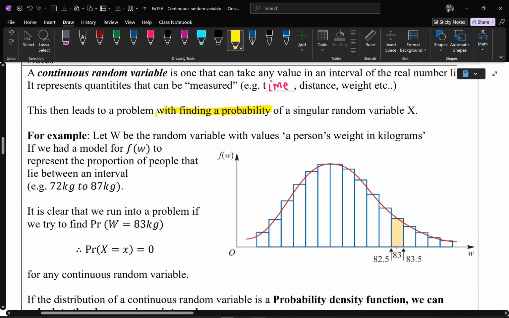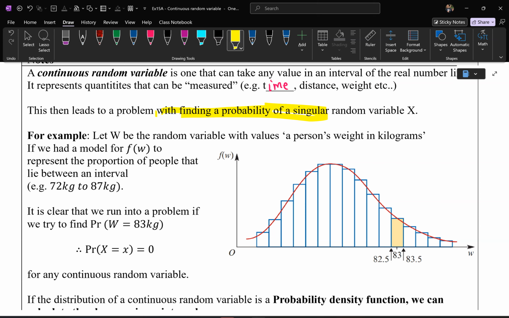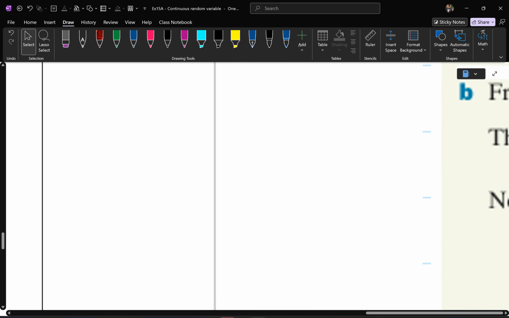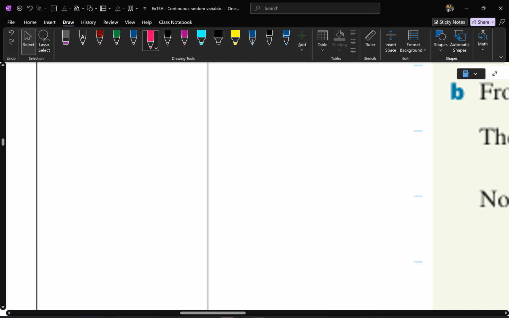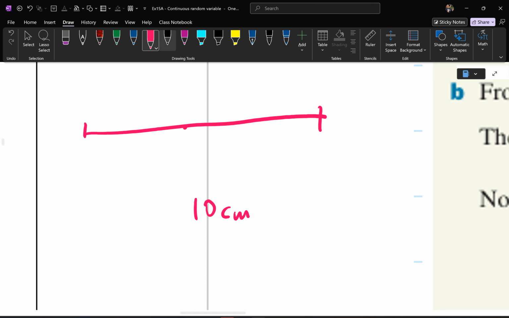One of the problems is you can't find the probability of a singular random variable x in a continuum. So here's an example if that doesn't make sense. Imagine if I gave you a string. I told you from here to here is 10 centimeters, right? And I said, what's the probability of me cutting exactly here? Well, technically, yeah. But it's hard to work that out, right?